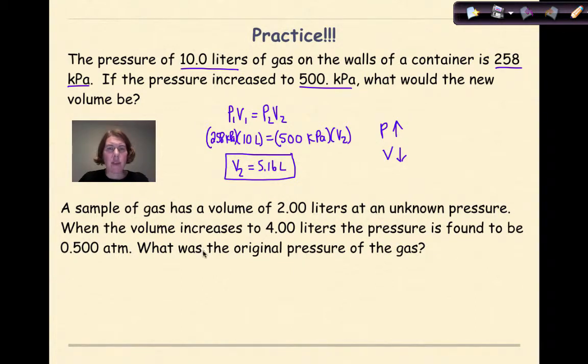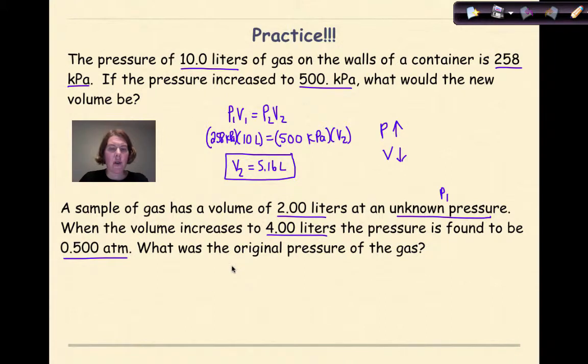Let's look at this final practice problem. A sample of gas has a volume of 2 liters at an unknown pressure. So it looks like we're looking for P1 here. When the volume increases to 4 liters, the pressure is found to be 0.5 atmospheres. What was the original pressure of the gas?